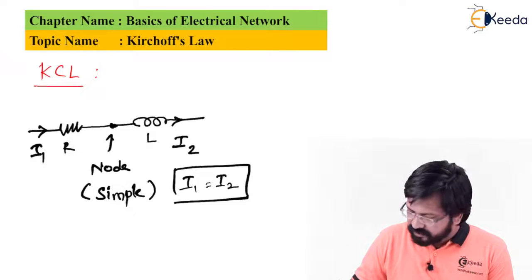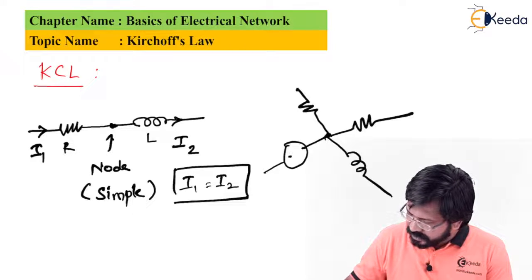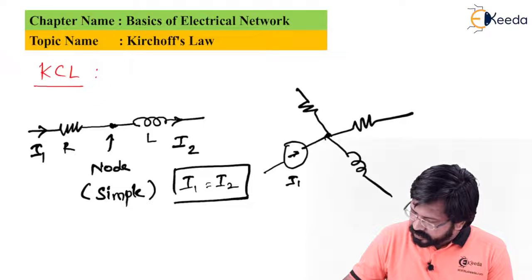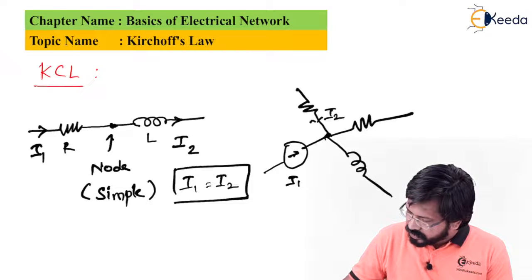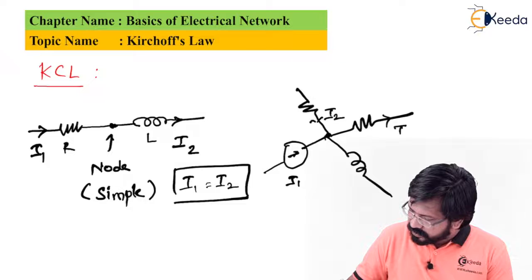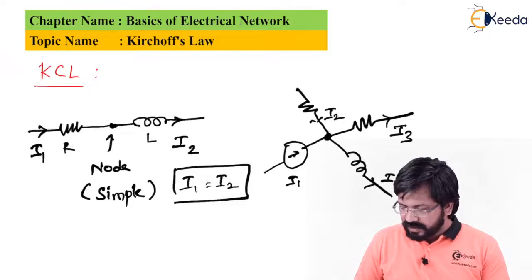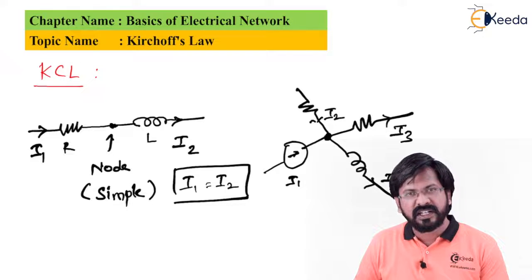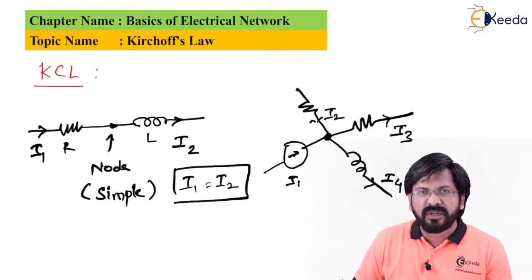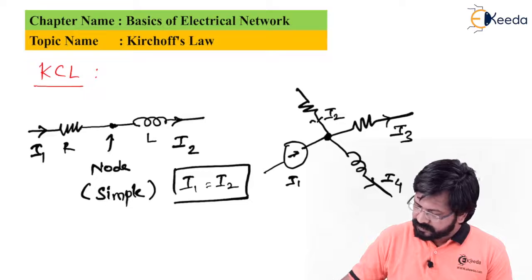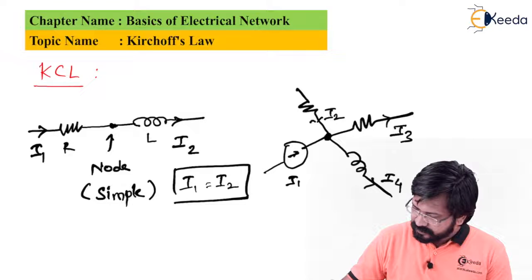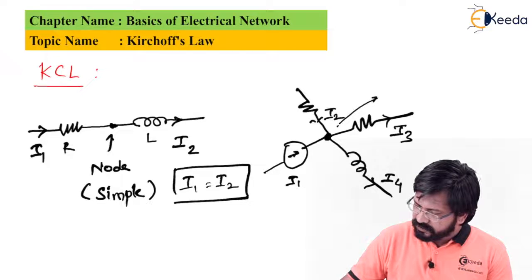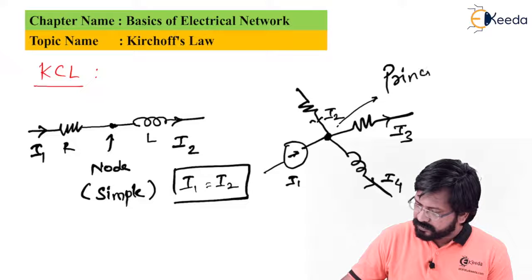Now in the next case, let us assume this current as I1, this current as I2, this current as I3, and this current as I4. In this case, at this particular node, as we can see, some currents are entering the node, some currents are leaving the node. This type of node is called a principal node.